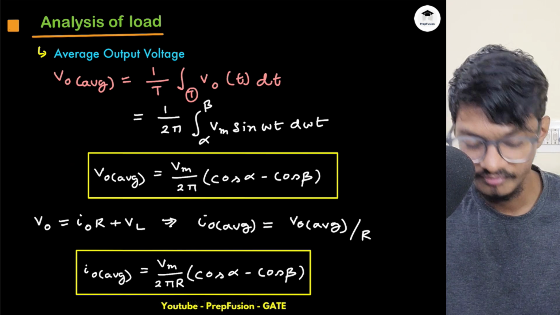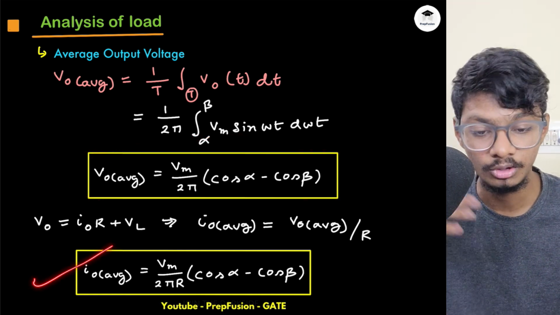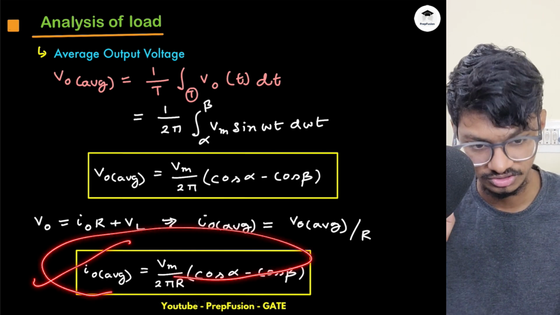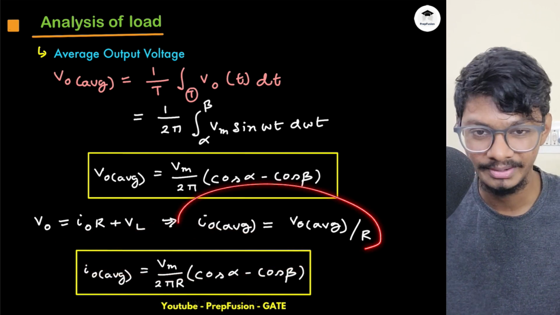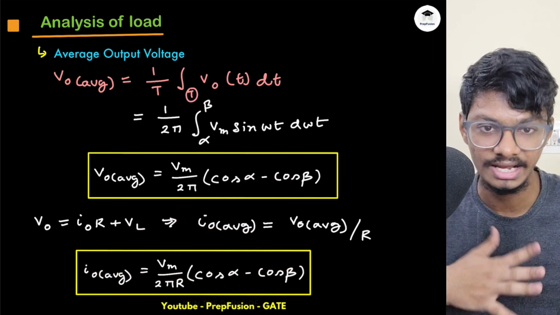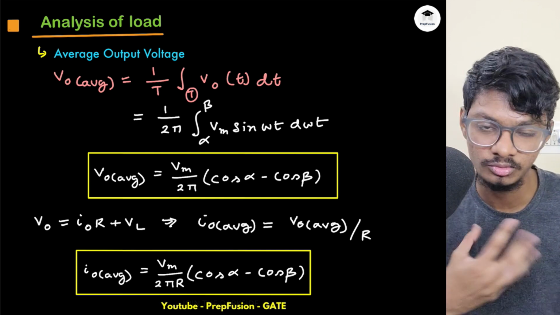So my IO average will be VO average into R. So I will solve my VO average, and from there I will find my IO average. I will not remember a separate formula for IO average because this will also be the formula for IO average, but we don't need to remember extra formulas. Just remember this. This is from intuition that you understand that my VO average will be equal to IO average into R.